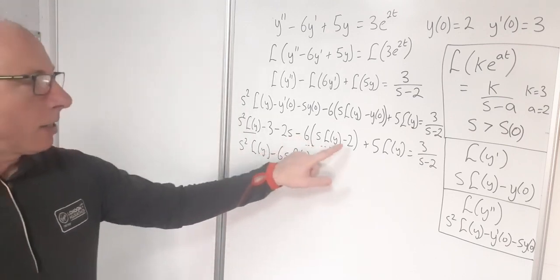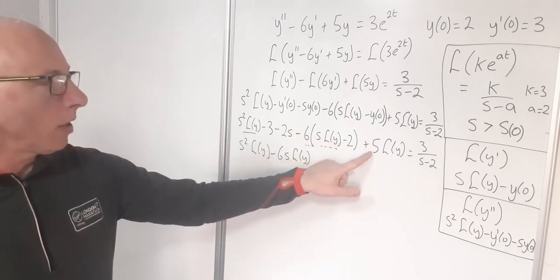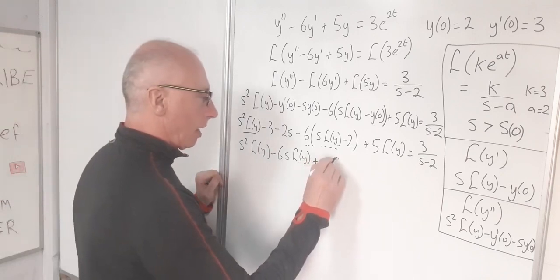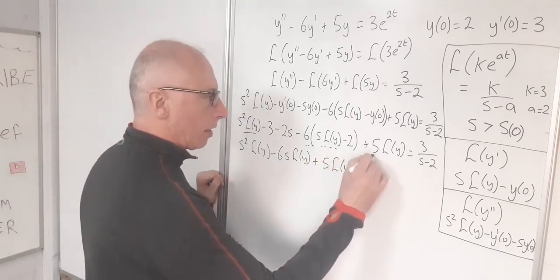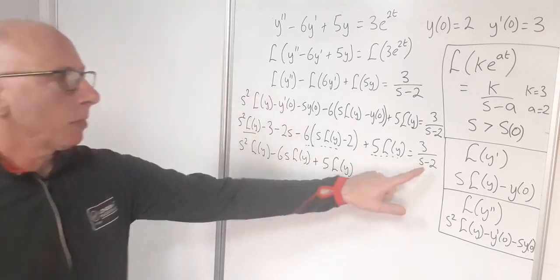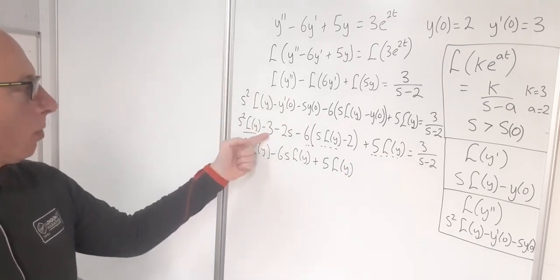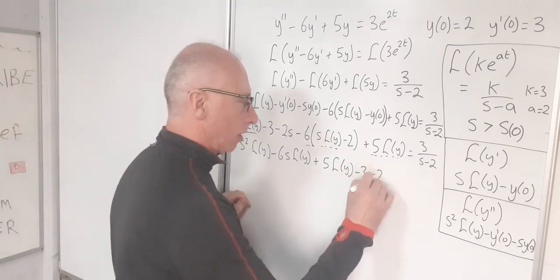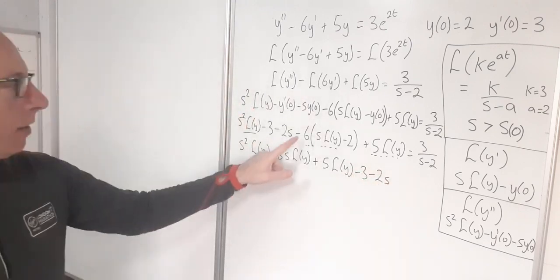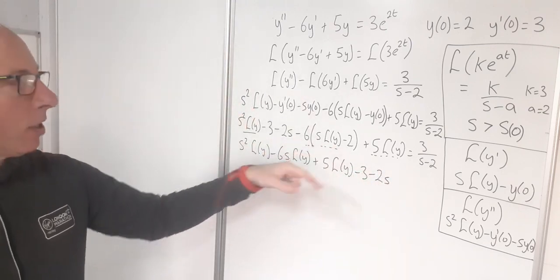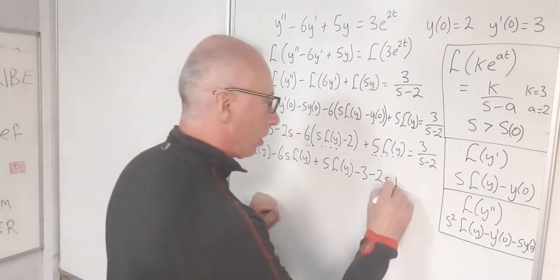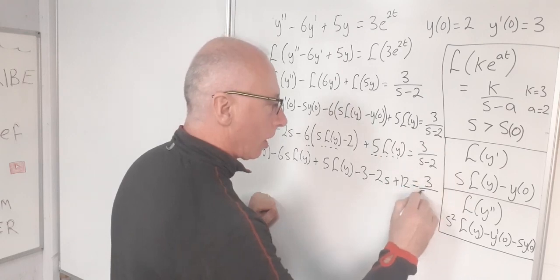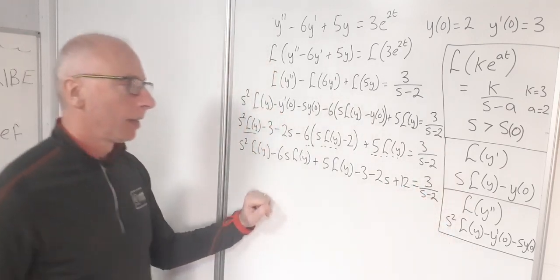And I'm going to come to the minus 6 times minus 2 in a moment. I've got plus 5 times Laplace of y. So that would take care of that. So that's that one. This I'm going to come to in a moment, but now I need to put these ones in. So I've got minus 3 minus 2s. And here I've got minus 6 times minus 2, which is plus 12. And that's still equal to our expression here on the right hand side.